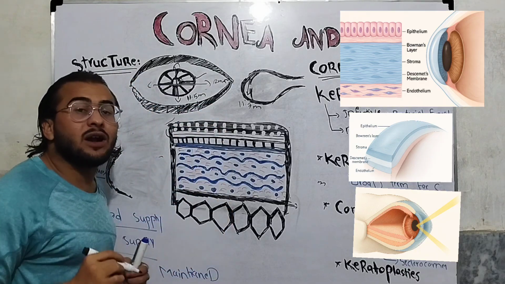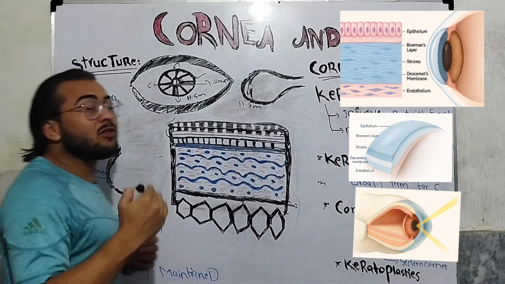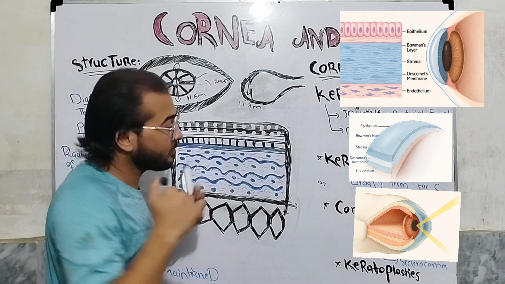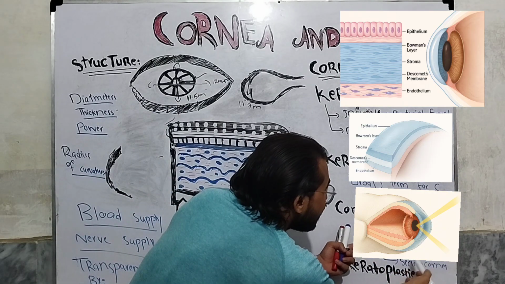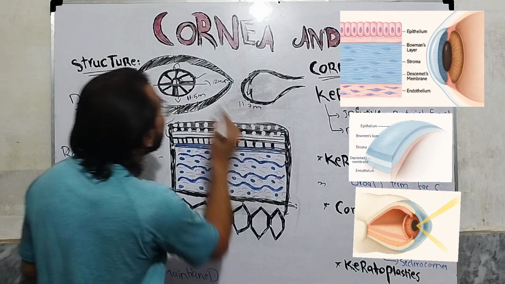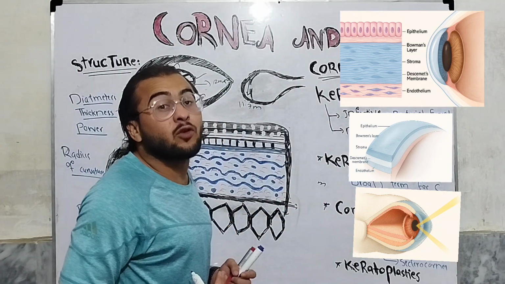Why is it important to understand these diameters? This is because there are some problems for which we should have knowledge of these diameters, for example microphthalmia, megalocornea, sclerocornea. If we do not know the diameters, we will not understand the different pathologies of cornea.